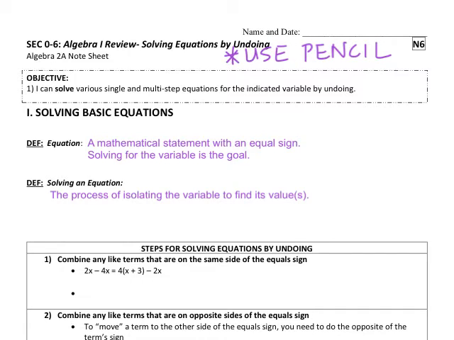Okay, we are going to take a look at solving equations by undoing. So again, this is another review lesson of algebra. This actually is our last review lesson, so we're going to be having a quiz coming up in the next couple class sessions.